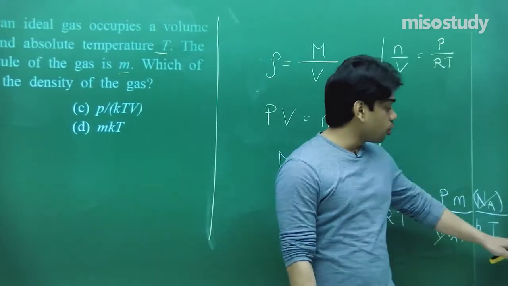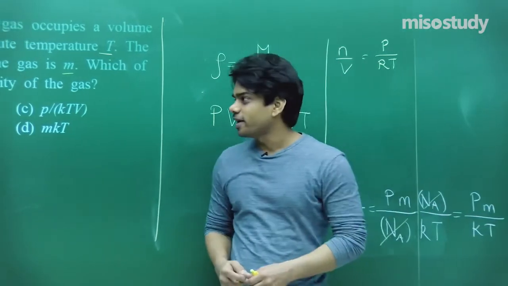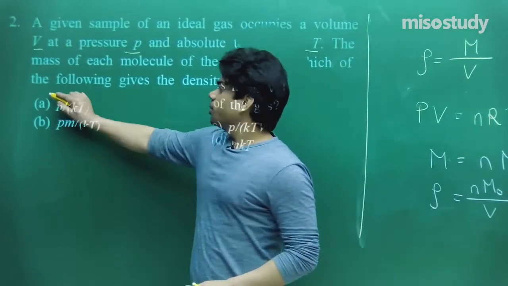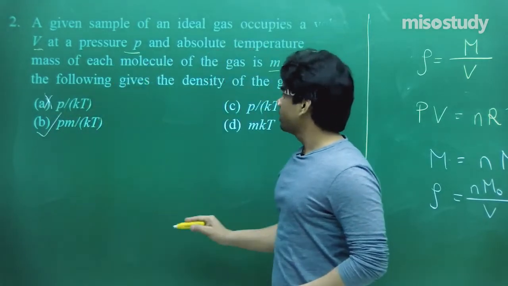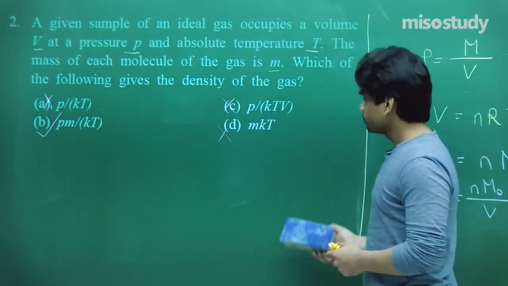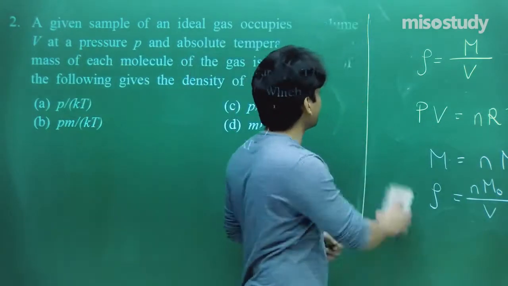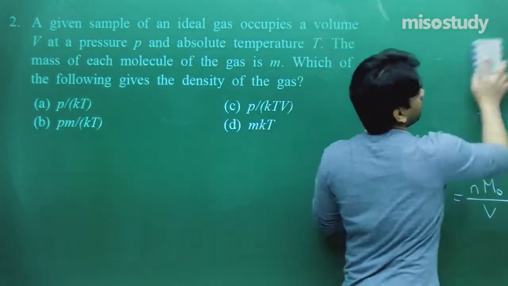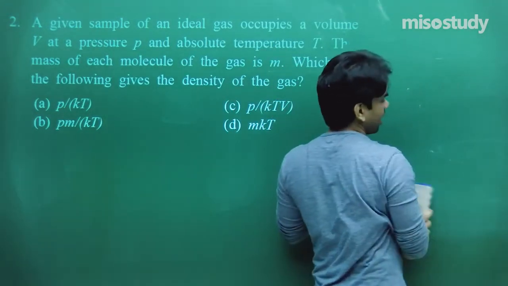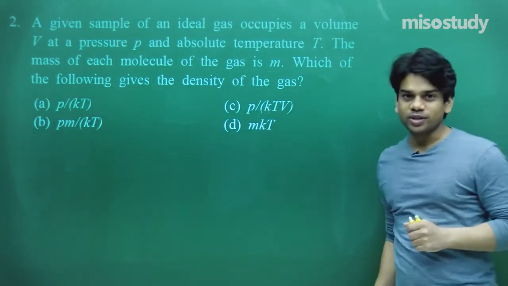This K, remember, is the Boltzmann constant. P is the pressure, m is the mass of one molecule, divided by K into T, Pm by KT. Option A, P by KT, no. B, Pm by KT, that's the right answer. Incorrect, all the rest of the options. So this is how you have to proceed in such kind of question, and I hope you are getting how different equations can be related, and we reach the final conclusion by combining all the given equations.